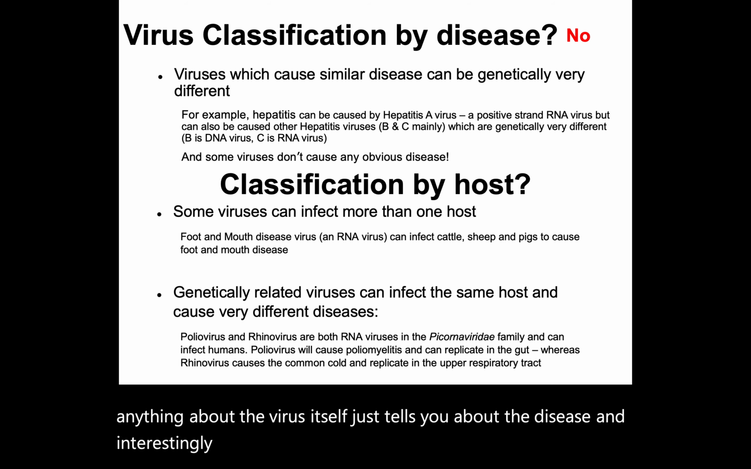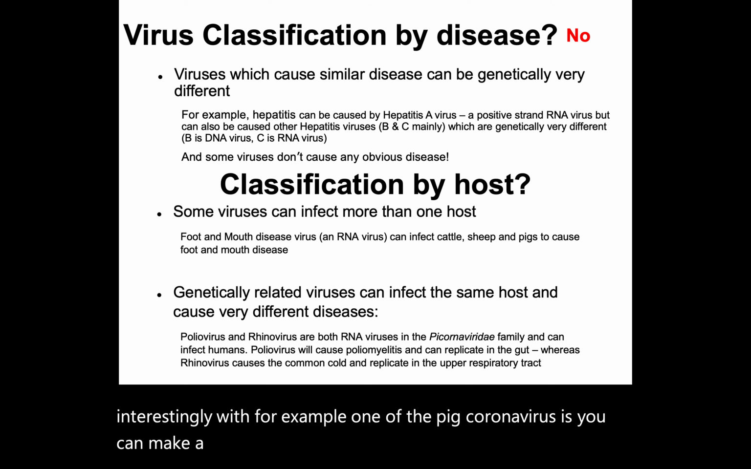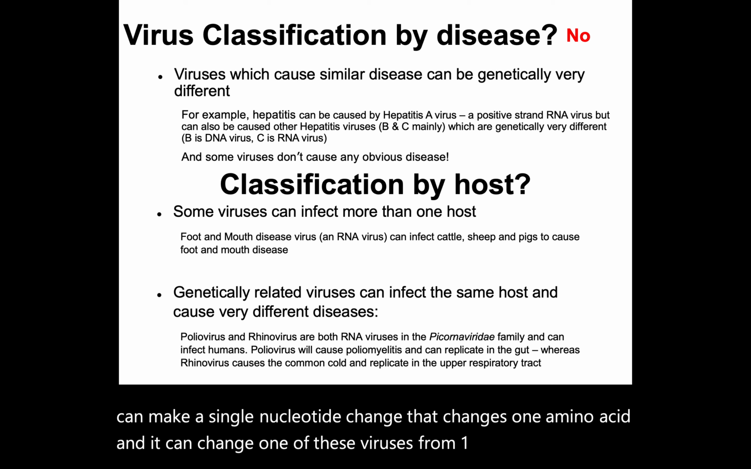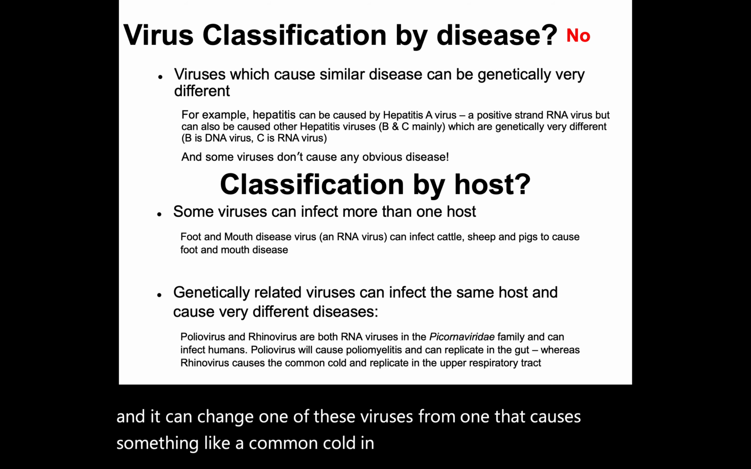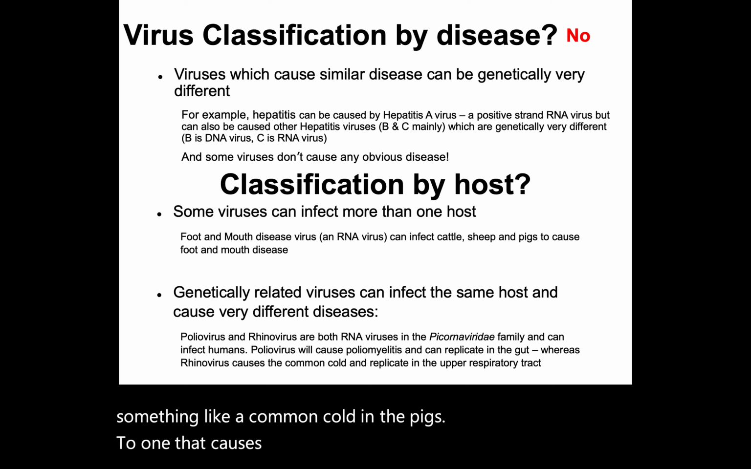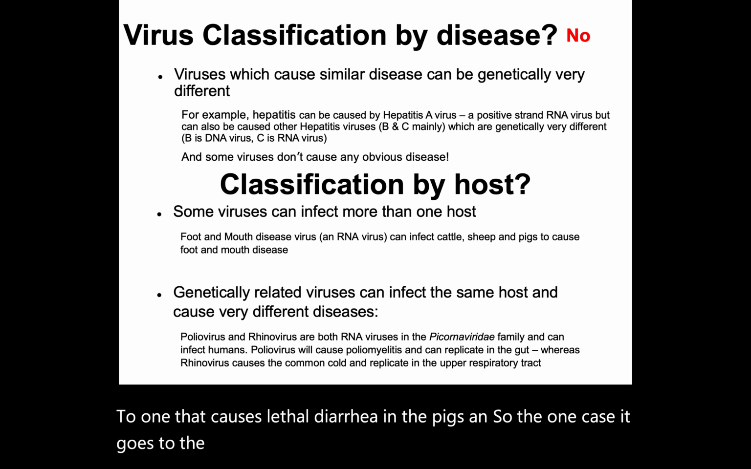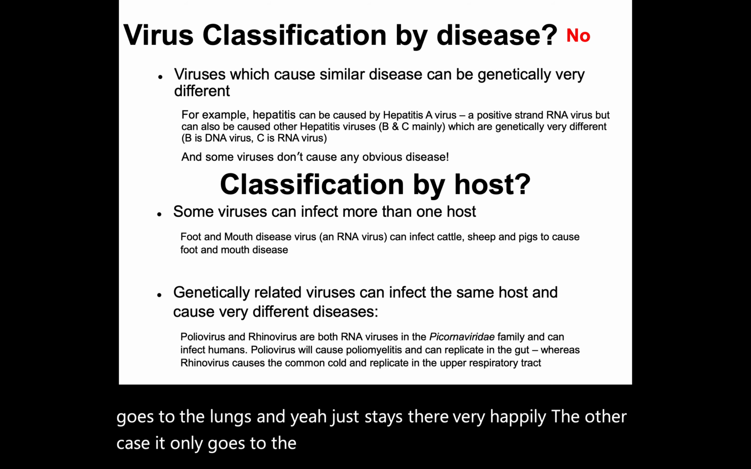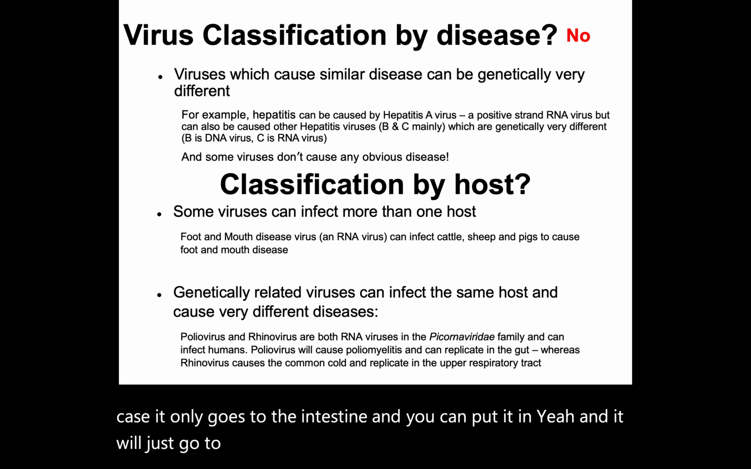for example, one of the pig coronaviruses, you can make a single nucleotide change that changes one amino acid, and it can change one of these viruses from one that causes something like a common cold in the pigs to one that causes lethal diarrhea in the pigs. And so in the one case, it goes to the lungs and just stays there very happily. In the other case, it only goes to the intestine. And you can put it in, and it will just go to this one place. That's the only place where it can actually grow.